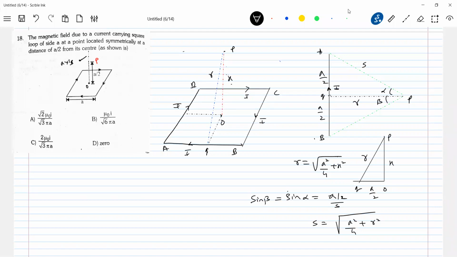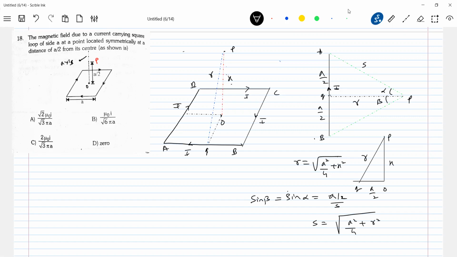So substitute now the value of R square here. Substitute the value of R square from here. So you'll get S. When you substitute the value of S, you are going to get the value of sine alpha, sine beta. Then what we get is the magnetic field due to wire AB, 4 times of that. That's the magnetic field. But he's asking the net field. How should this field be directed?